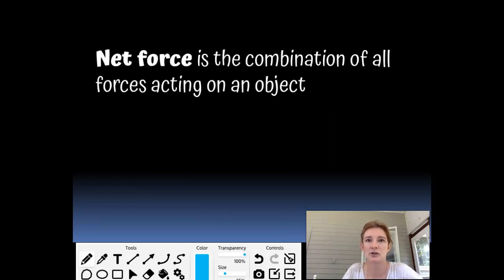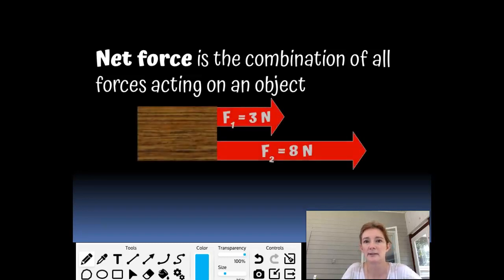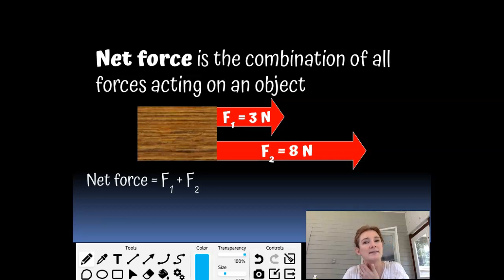Net force. So what is a net force? Well, it's just the combination of all the forces acting on an object. It's the net. So let's do a couple examples of calculating it. So here is our friendly box, and you can see force 1 is a pull of 3 newtons to the right, and force 2 is a pull of 8 newtons to the right. So two forces pulling on this particular box. So net force, we need to combine them, right? We need to add them. So F1 plus F2. So let's write it out.